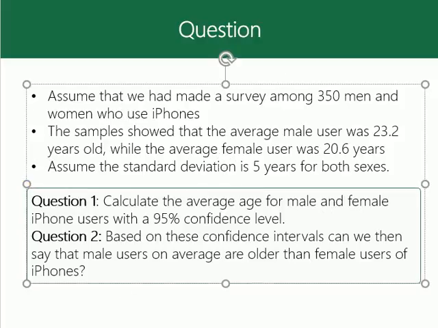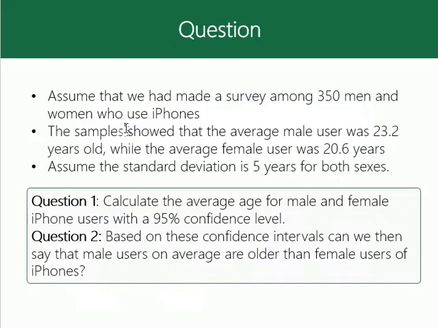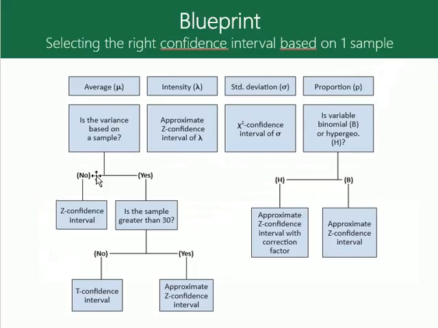So to answer that question, let's go to the blueprints we have here. We are clearly in the average part of the blueprints, and the first question is: is the variance based on a sample? In this case, it is not. In most cases it is, but in this case we are assuming that the standard deviation is 5 years. So here we are, you can say, given that this is information we have to believe. At least it is not based on this data we have here.